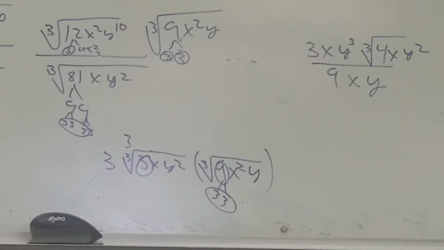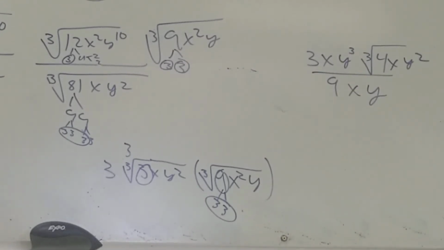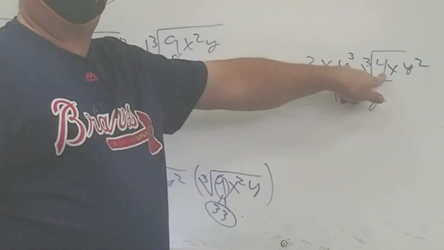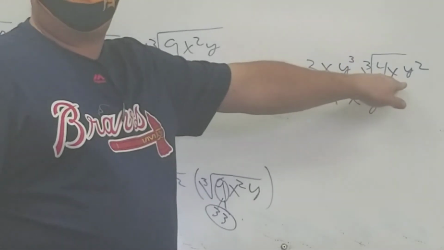I'm going to have to reduce, simplify, right? Because the entire question said simplify. So I've got to simplify. Can I reduce the 3 and the 9? Yes. What if this was a 4? Could I reduce the 4 and the 4 if this was a 4? No, you can't reduce outside to inside.